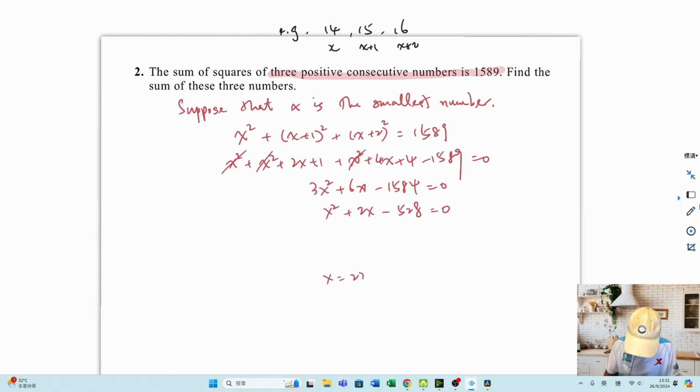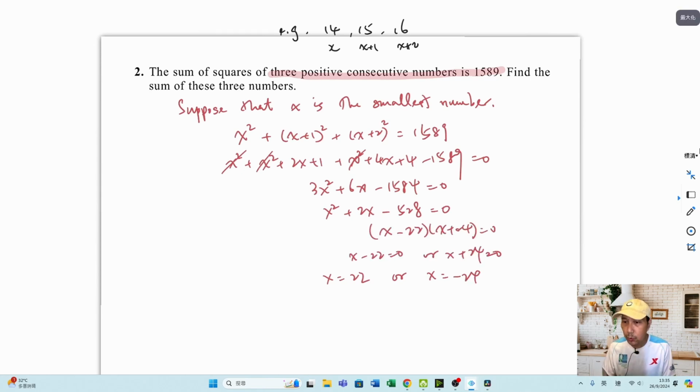So there are two answers, 22 and negative 24. So x is 22 or x is negative 24. We have two roots for this equation, positive 22 and negative 24. However, the question mentioned that the three numbers are positive numbers. So negative 24 is impossible to be the answer, so we reject this answer. We write rejected. There is a short form for rejected: we just use REJ and a dot.